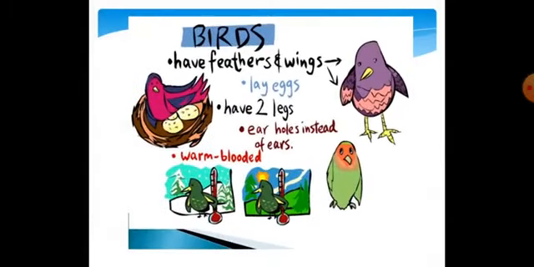Birds. Birds have feathers and wings and they lay eggs. They have 2 legs. They have ear holes instead of ears. They all are warm-blooded animals.